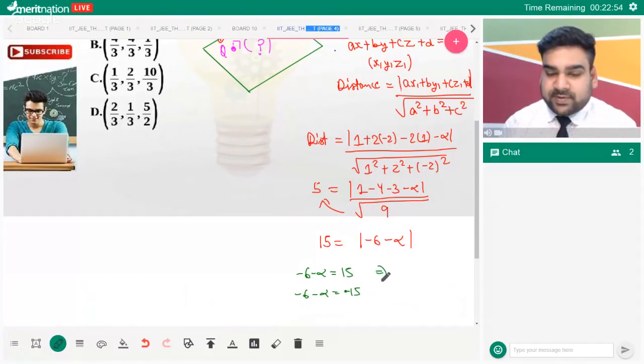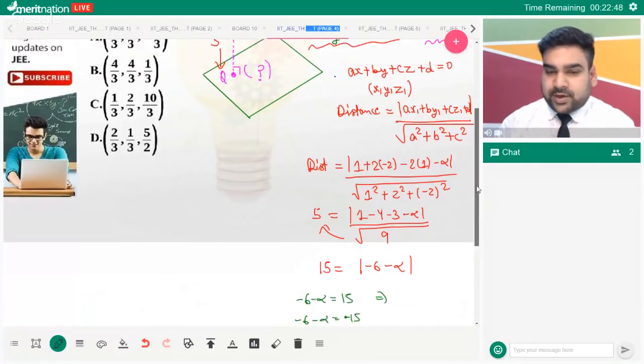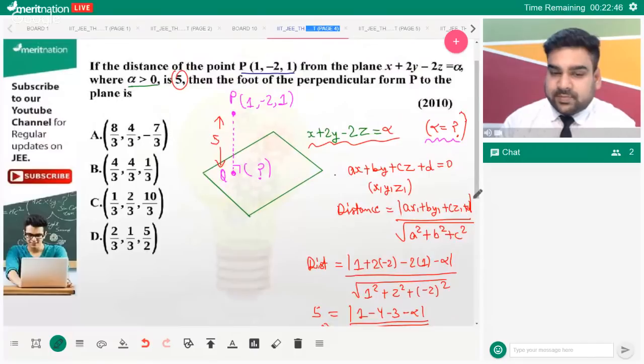For this, what should be the value of alpha? For both of them, if we have to calculate the value of alpha, could you tell me what will be the value of alpha for both of them? The value of alpha.